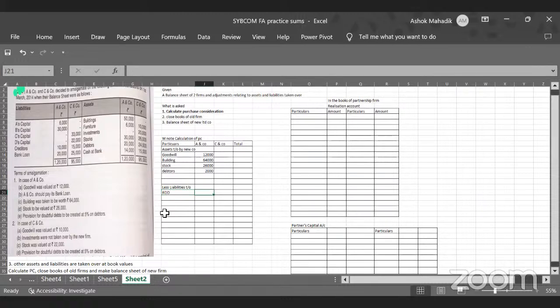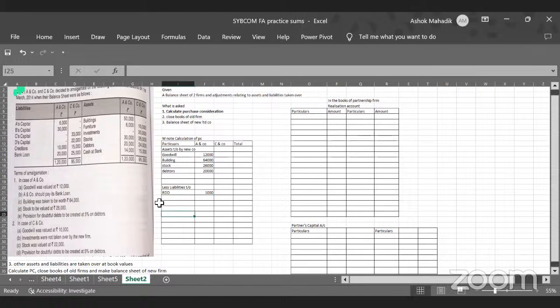RDD. How much? 5%. So 5% of debtors. What is debtors value? 20,000. So 20% will be 4,000, right? Sorry, 5%. 5% will be 1,000. Okay, that's it for A.